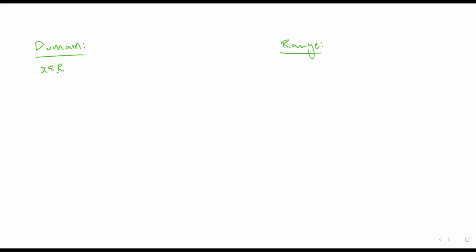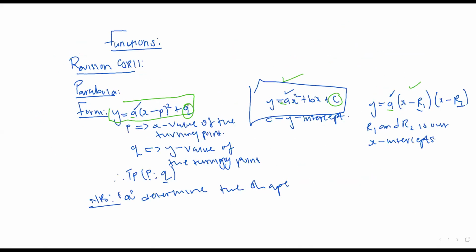But some people might not write it like this. Instead, they write x element of negative infinity to positive infinity. These two mean the same thing. Then again, the range is always like this: y less than or equal to q. And this q is that q.